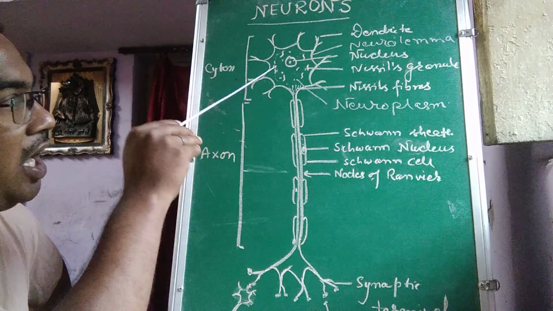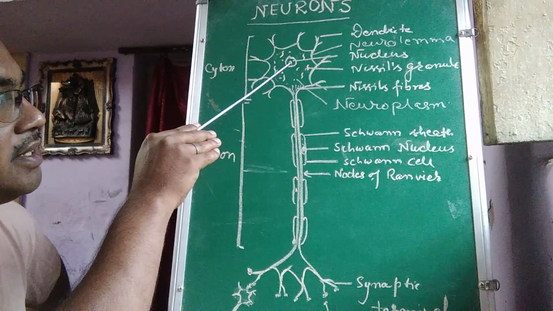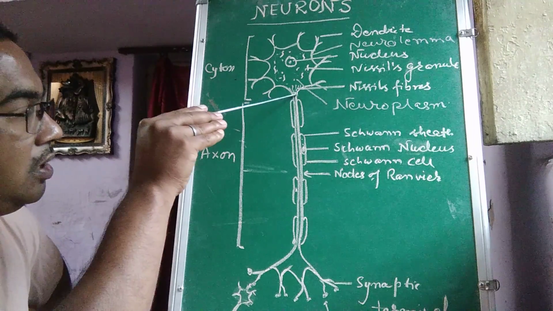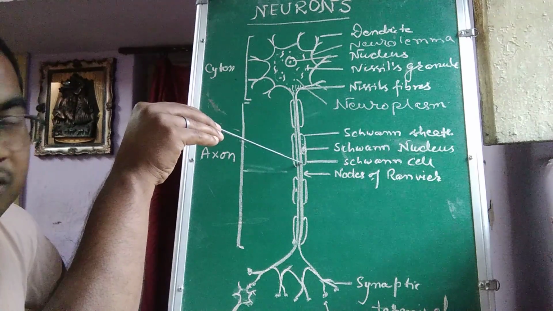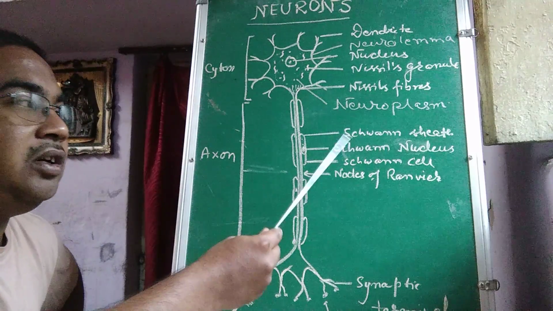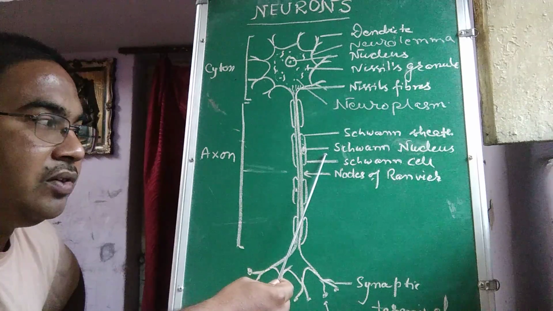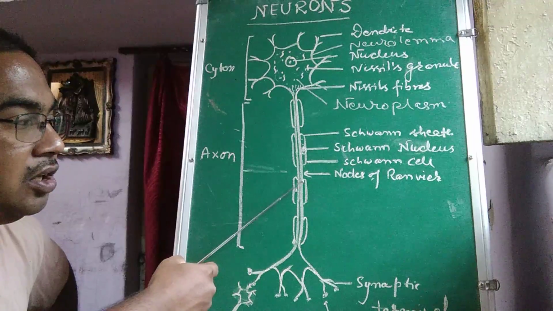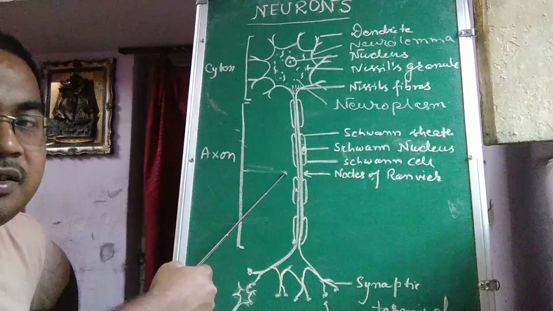Inside the neuroplasm, there are Nissl granules. These are nucleus. Here, Nissl fibers are also found. The longer tubular part is called axon. Axon may be sheathed or may not be sheathed. But when it is sheathed, this is called Schwann sheath. It has also separate nucleus, that is Schwann nucleus. Sometimes it is also called Schwann cells. The gap between two Schwann sheath is called nodes of Ranvier.